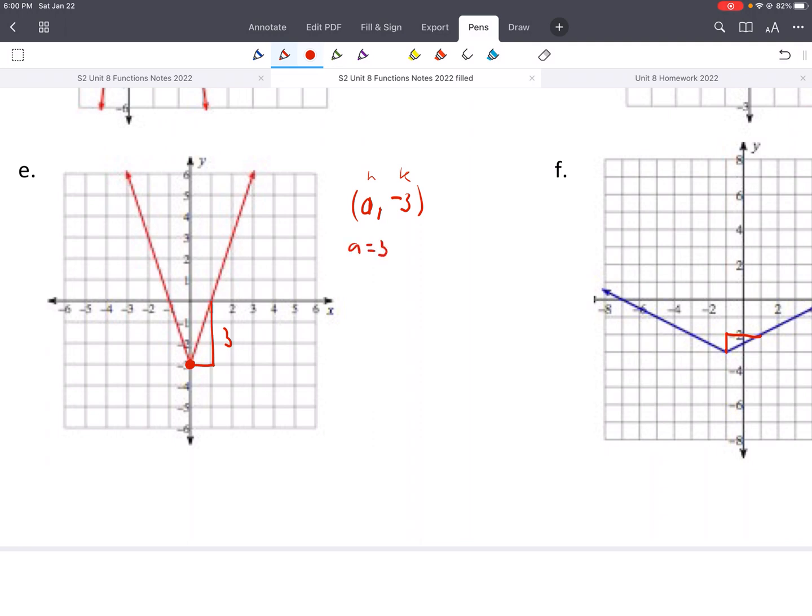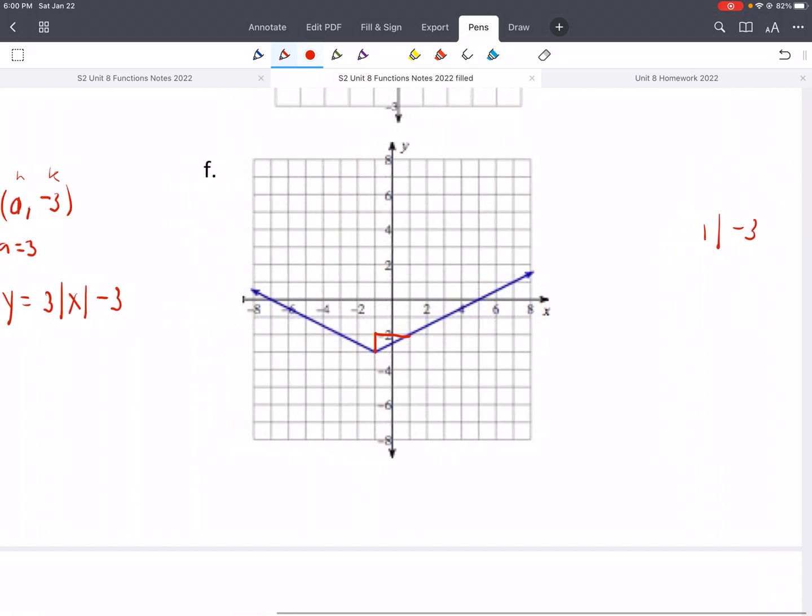If you prefer, you can also just go rise over run. So you can go up 3 over 1. So either way, you'll get the same thing. So we'll write our equations. So y equals a, absolute value of x minus 0, but that's just x, and then we'll do plus k, which is -3.